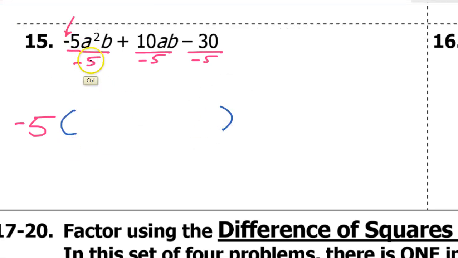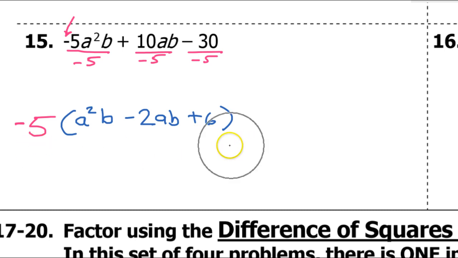So -5 divided by -5 is 1. So I don't need to write a number 1, so I'll just put a squared b. 10 divided by -5 is -2. So I'll have -2ab. -30 divided by -5 is +6. So this is the final answer.